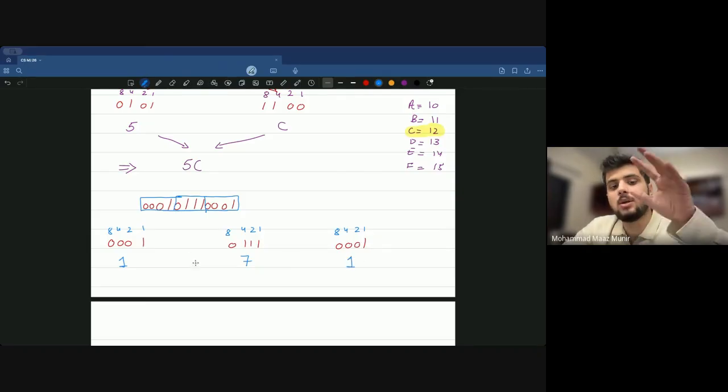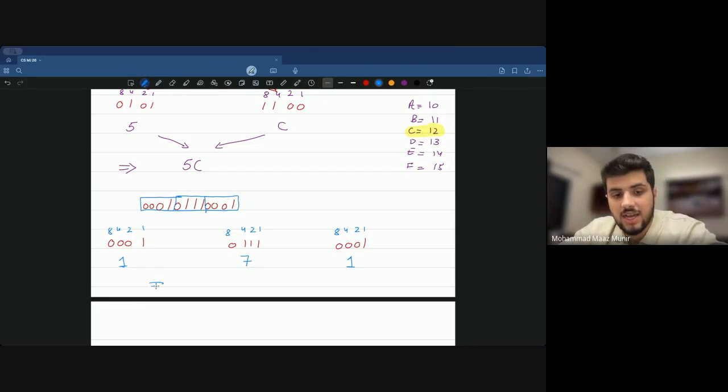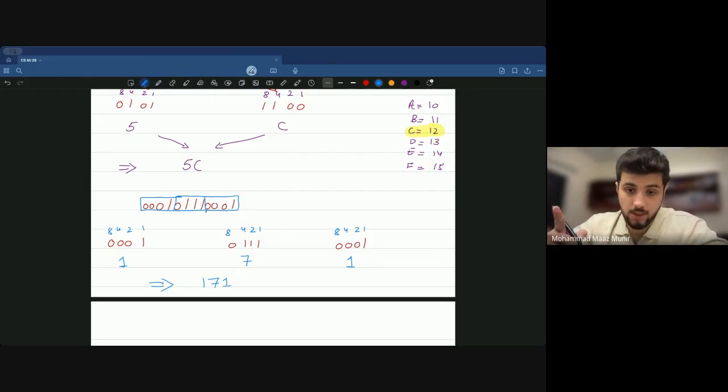Now I won't be adding them. Remember, these values are not going to get added. They're just going to be listed down together. So it's going to give me the answer as what? 171. Now this is not denary. This is really important. Really, really important. This answer currently is not in denary. Even though it may seem like it is in denary, this is in hexadecimal.